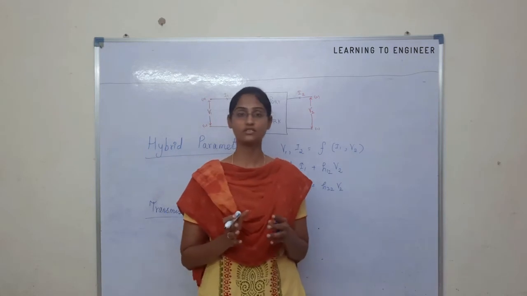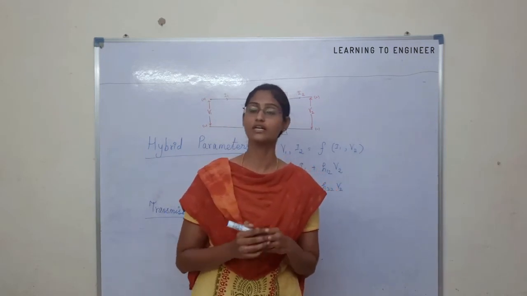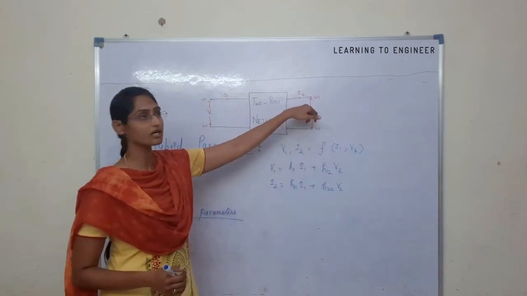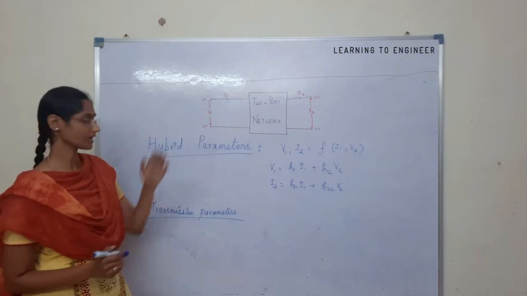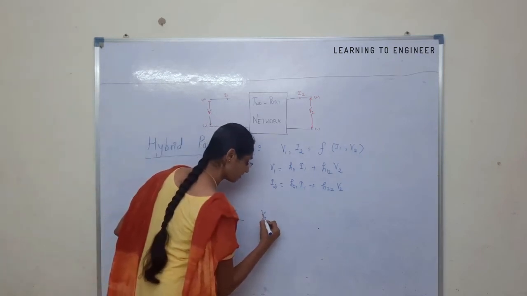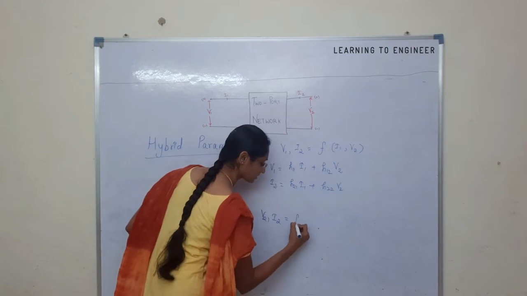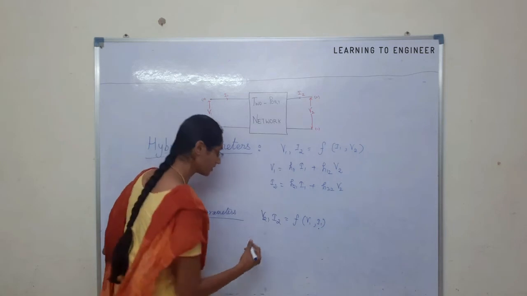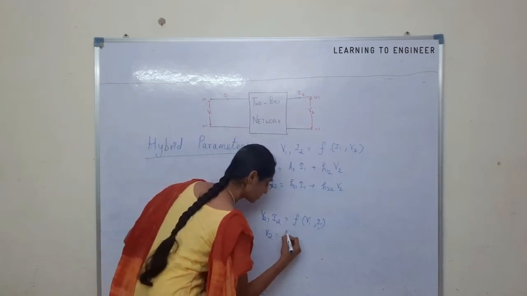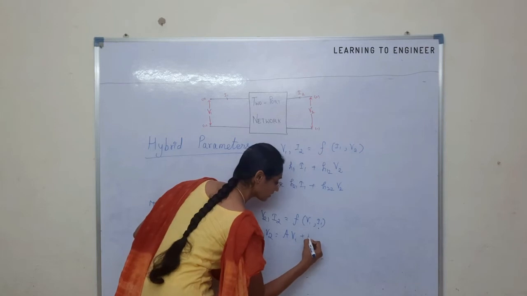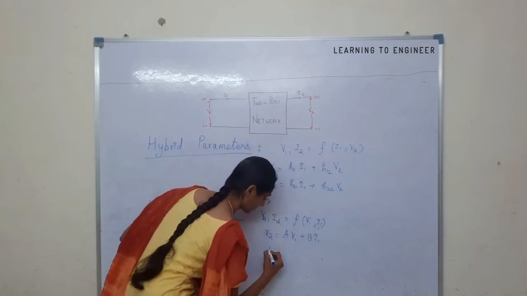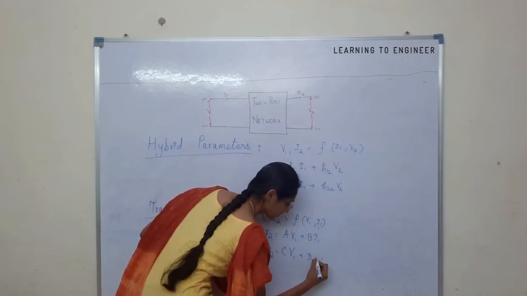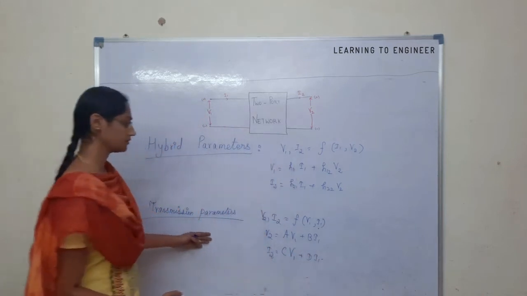In transmission parameters, we will be expressing the output in terms of the input. How much output we have to get in terms of V2 and I2, in terms of the inputs V1 and I1. So, V2 and I2 are expressed as a function of V1 and I1. V2 is equal to A V1 plus B into I1. I2 is equal to C V1 plus D into I1. These are called ABCD parameters.